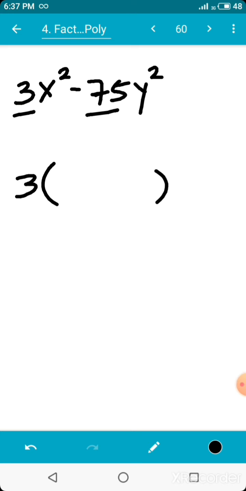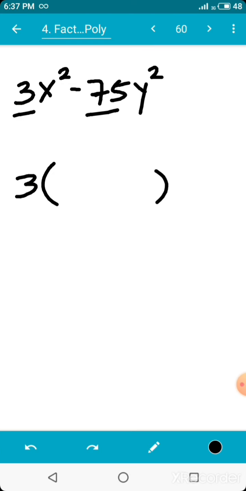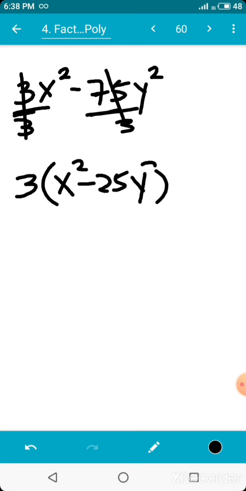So, ilalabas natin yan. And then, kunin natin yung anong i-multiply dito sa 3 para ito yung maging sagot. Gagawin lang din natin yung ginawa natin sa common monomial factor. Divide natin yung bawat term sa 3. So, this is canceled. Ito yung i-multiply natin sa 3 para maging 3x squared. And dito naman, 75 divided by 3, that is 25. And then, natira is y squared.